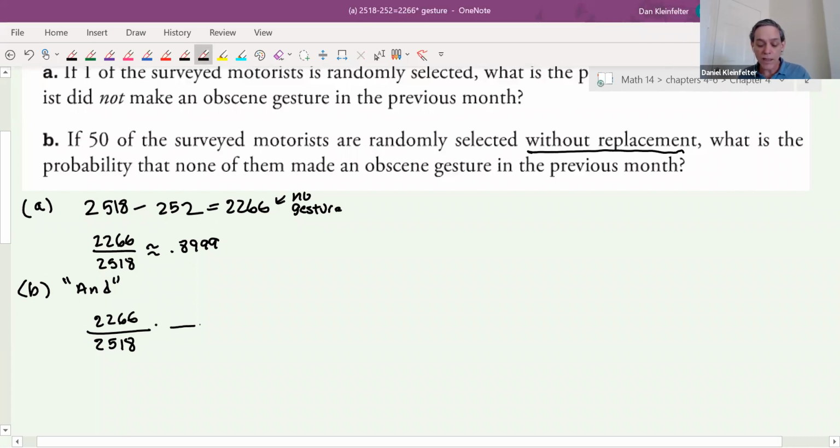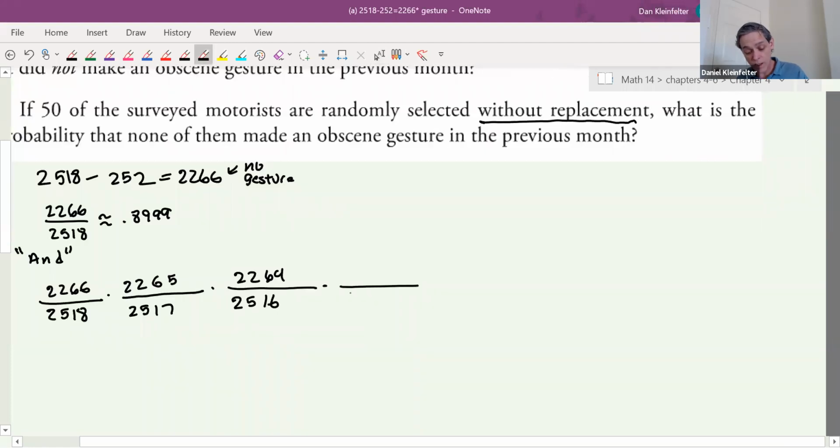So now if we want the second person, since we're doing this without replacement, we're going to have 2,517 people left, out of which there's 2,265 who did not make the gesture. Then for the third person, it's going to be 2,516 total people and 2,264 people who did not make the gesture. I'll only do one more of these, okay? So for the fourth person, it'll be 2,515 total people and 2,263 people who did not make the gesture.